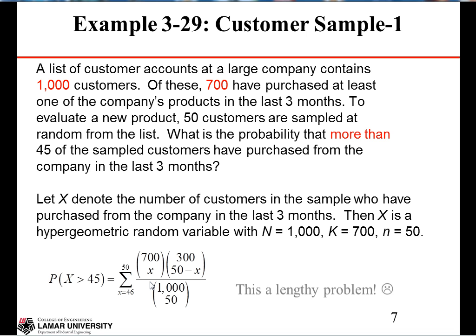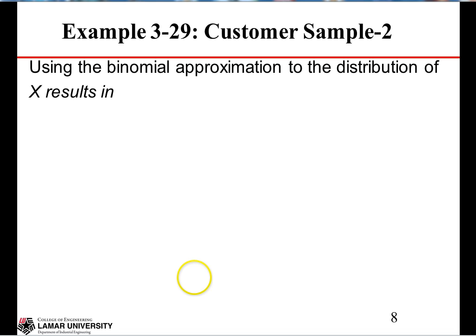The problem is that this is a pretty lengthy problem. You will end up having 5 terms. Each one of them involves 3 combination calculations. So it's a lot of work. And fortunately, sometimes we can approximate hypergeometric with binomial.